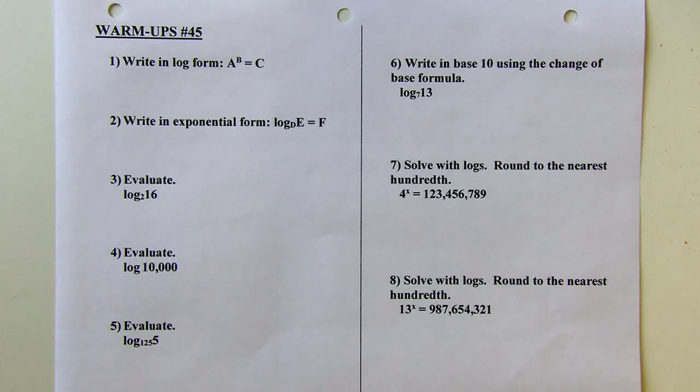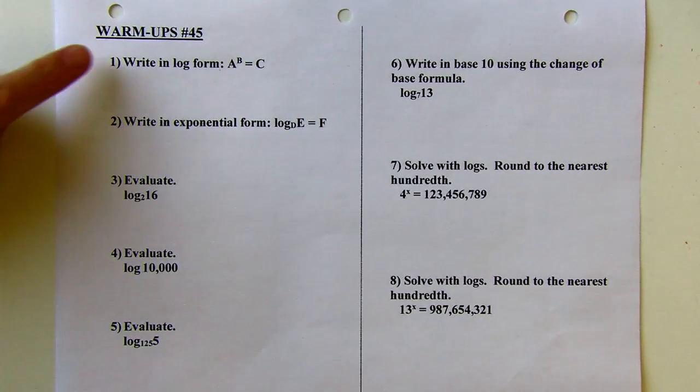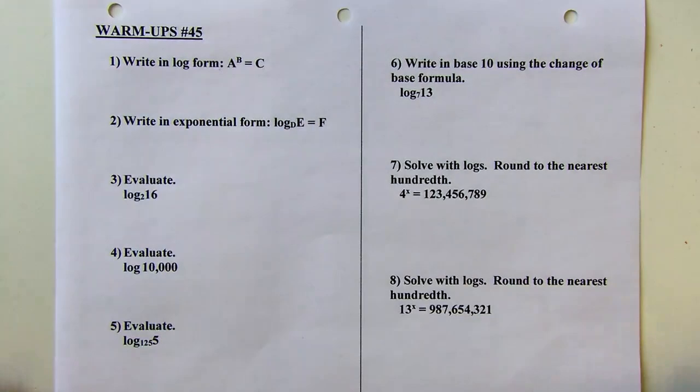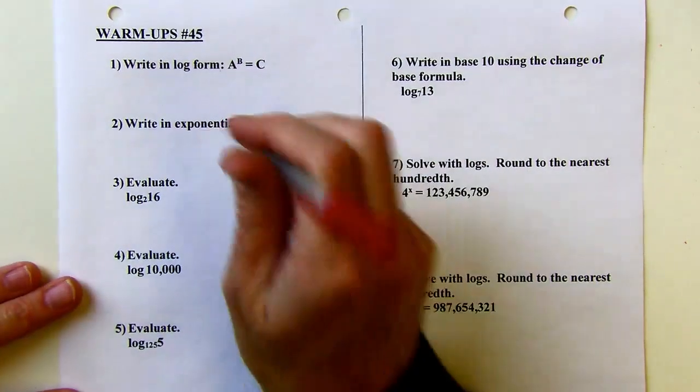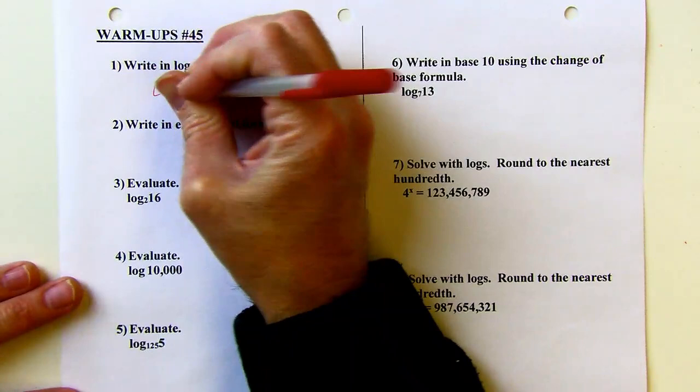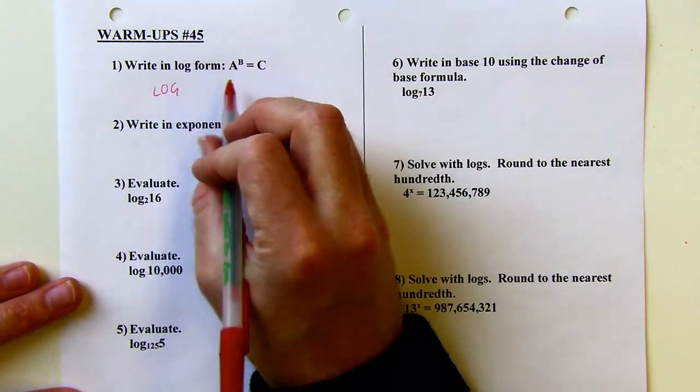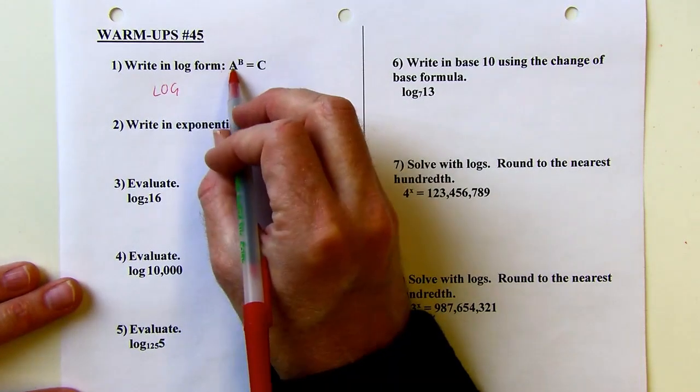Okay, here's warm-up number 45. All right, let's write this equation in log form. This is in exponential form right now. Log form, going to start by writing the word log. The base is going to be here, it's the a.